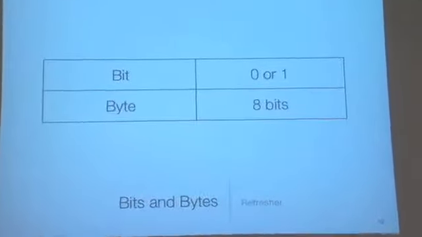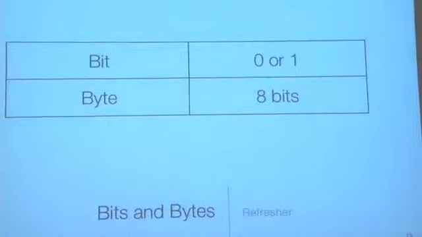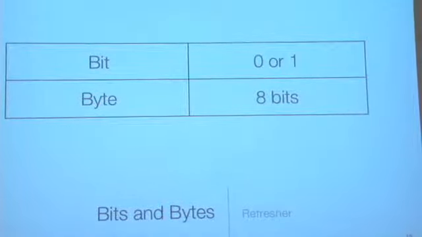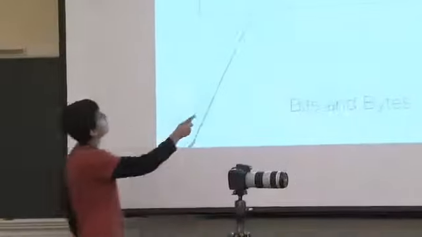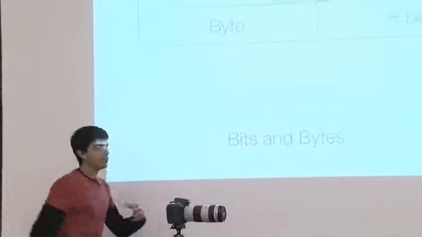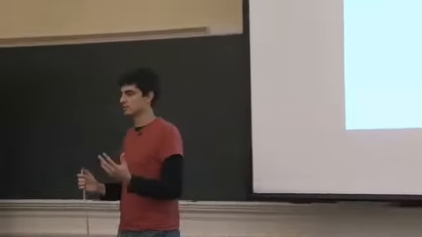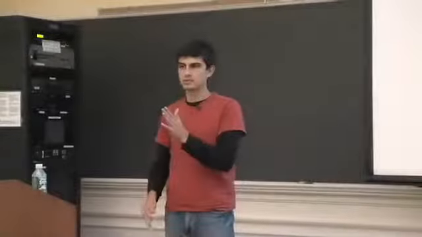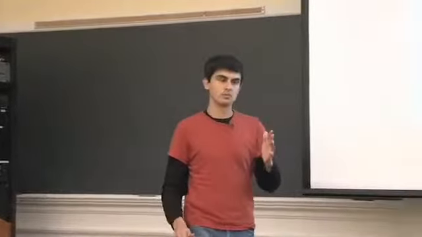So bits and bytes. A bit is 0 or 1. It's the language of computers and digital cameras, so to speak. And a byte is just 8 bits. This allows us to have 1 byte represent so many different discrete values. So if we have 8 bits, how many different values can we represent with it?